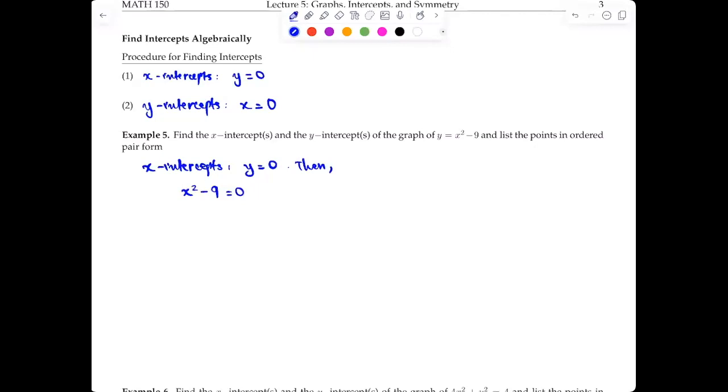So let me move -9 to the right-hand side. Here you get x squared equals 9, and then you take the square root on both sides of the equation, and you get plus or minus 3. All right, so therefore it indicates that you have two different x-intercepts. The x-intercepts are (-3, 0) and (3, 0).